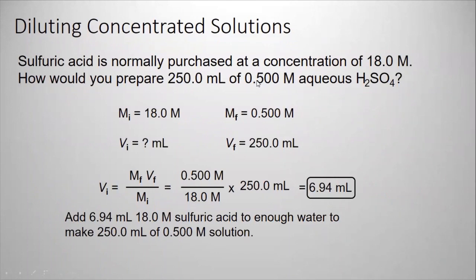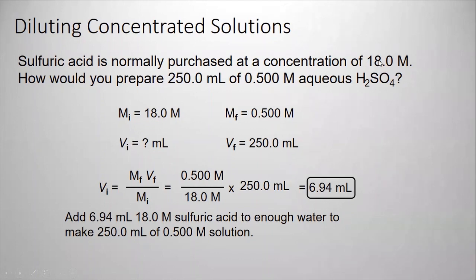Here's an example showing you how to use this calculation. Sulfuric acid has a concentration of 18 molar. So that's the concentrated solution of sulfuric acid, 18 molar. You want to prepare 250 milliliters. So that's your final volume. And you want to prepare 0.5 molar sulfuric acid. That's your final concentration. So 18 molar is your initial concentration, 250 milliliters is your final volume, and 0.5 molar is your final concentration. What are you missing? The initial volume.